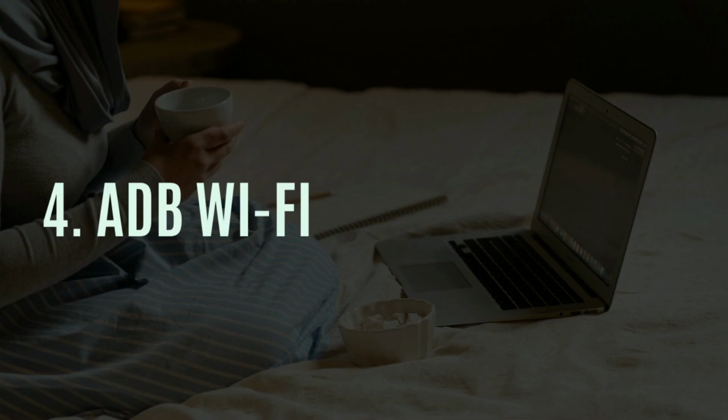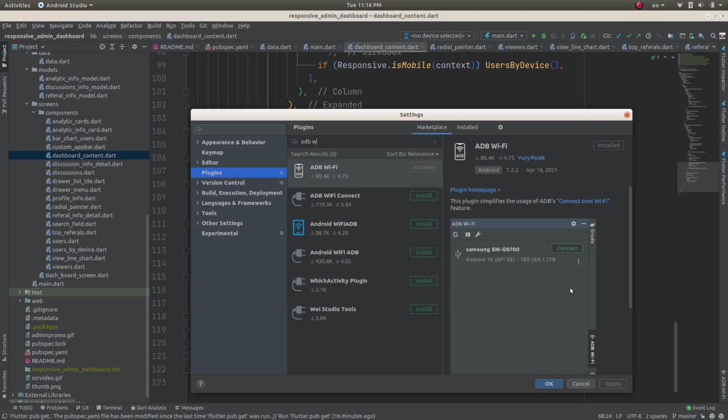The next plugin is ADB Wi-Fi. What this plugin does is, we can connect our phone with our Android Studio by the Wi-Fi. The only thing is, we should connect both phone and system with same Wi-Fi. So it is very convenient to test and run the app.